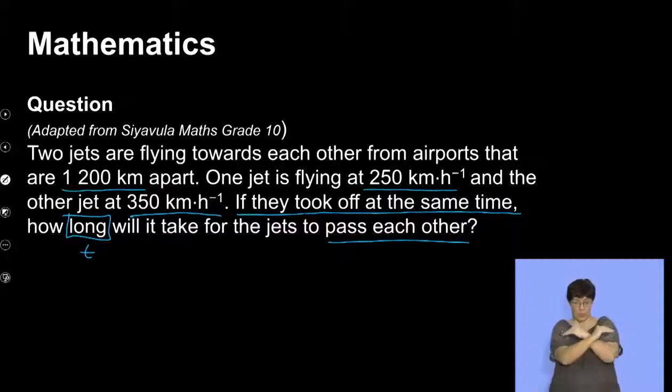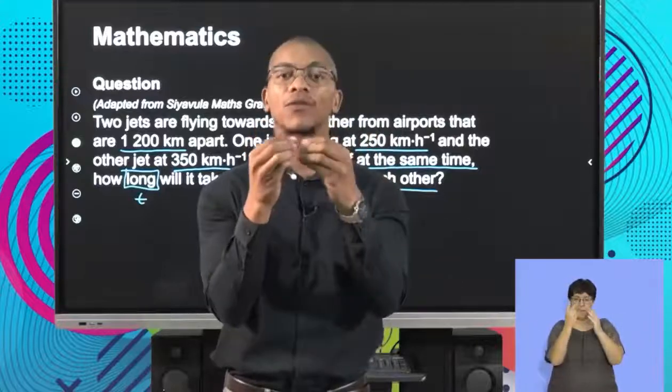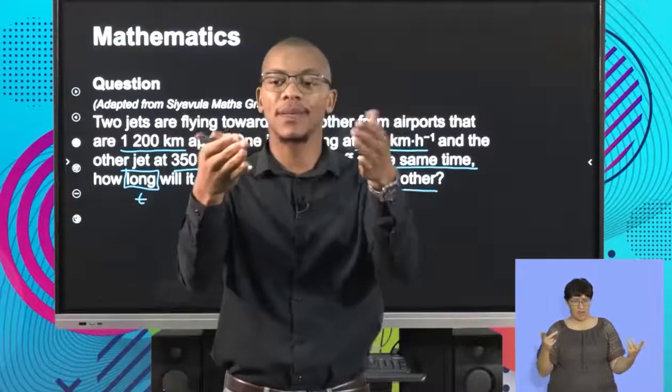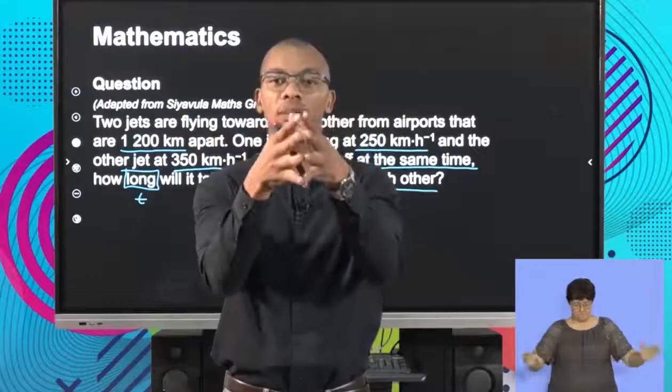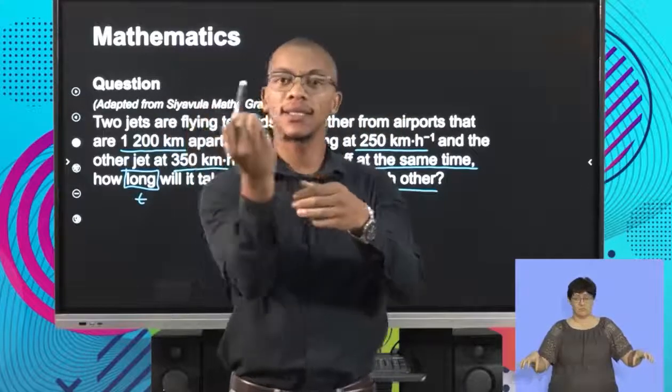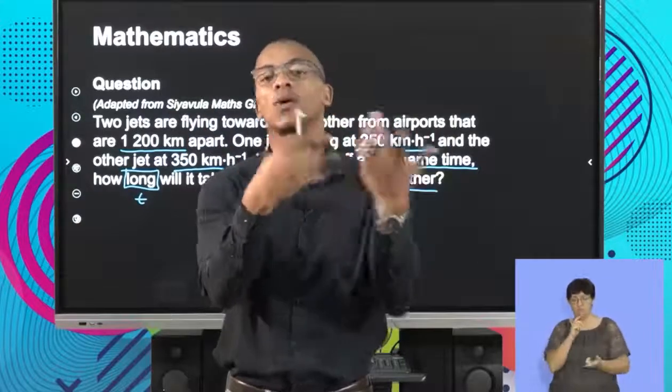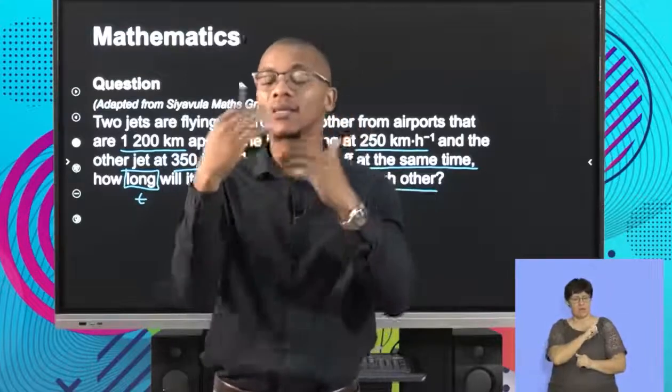When they pass each other, it means that the distance they would have traveled will be the same for both of them. That's how we can get this, right? Because remember they are 1,200 kilometers apart, the distance that this one is going to travel and the distance that this one is going to travel need to be equal in order for them to meet at a certain point. Not the time, because remember they are traveling at different speeds, so we couldn't talk about the time being the same. No, the distance must be the same.